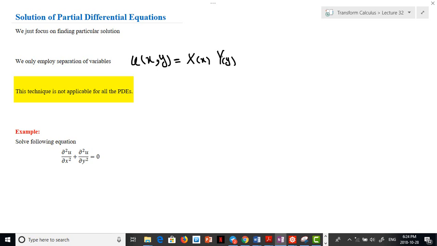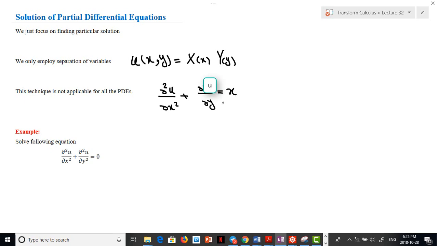I already said that there is no general solution for all PDEs. This solution works just for some partial differential equations. For example, if you have a PDE like the second derivative of u with respect to x plus the derivative of u with respect to y equal to, let's say, x, you cannot use separation of variables to solve this equation. So you have to find another solution for solving this PDE. So let's solve one example to see how we can use separation of variables to solve one partial differential equation.